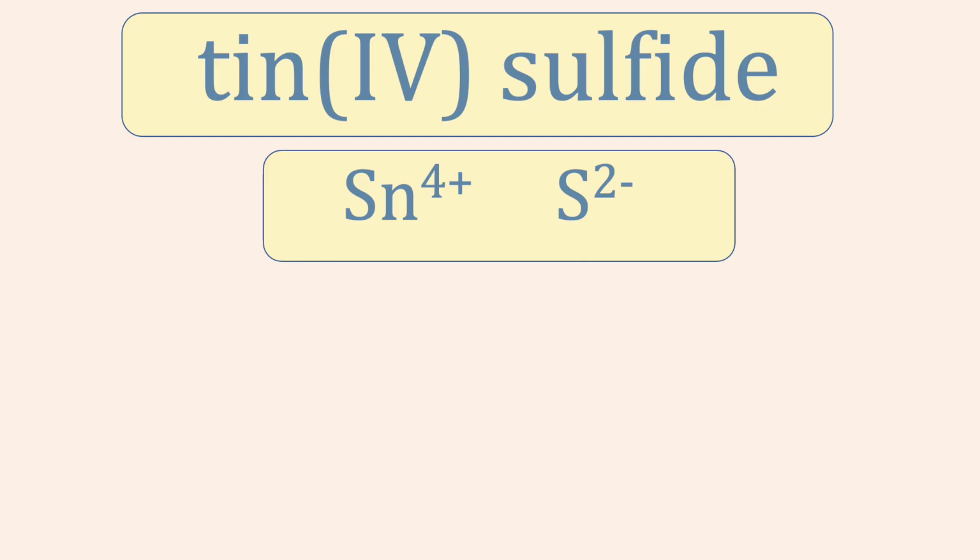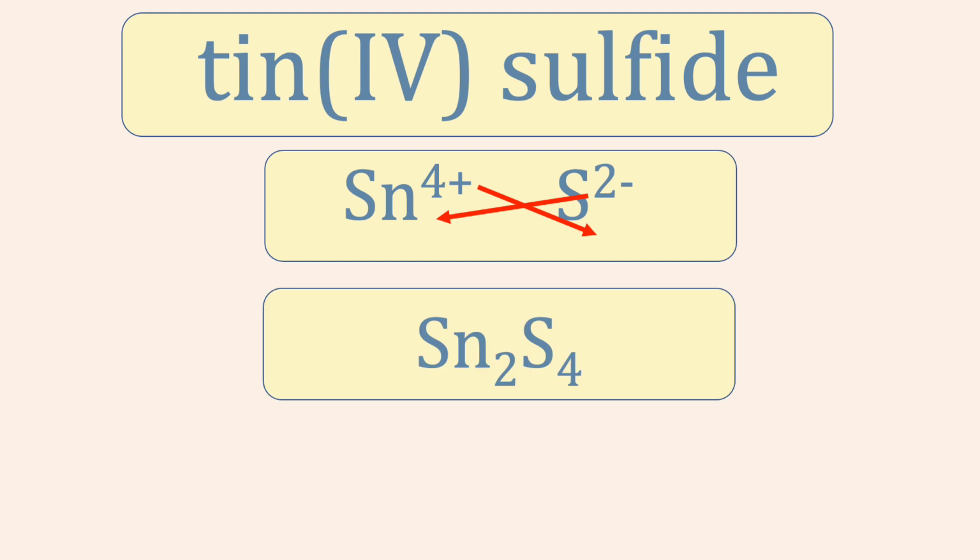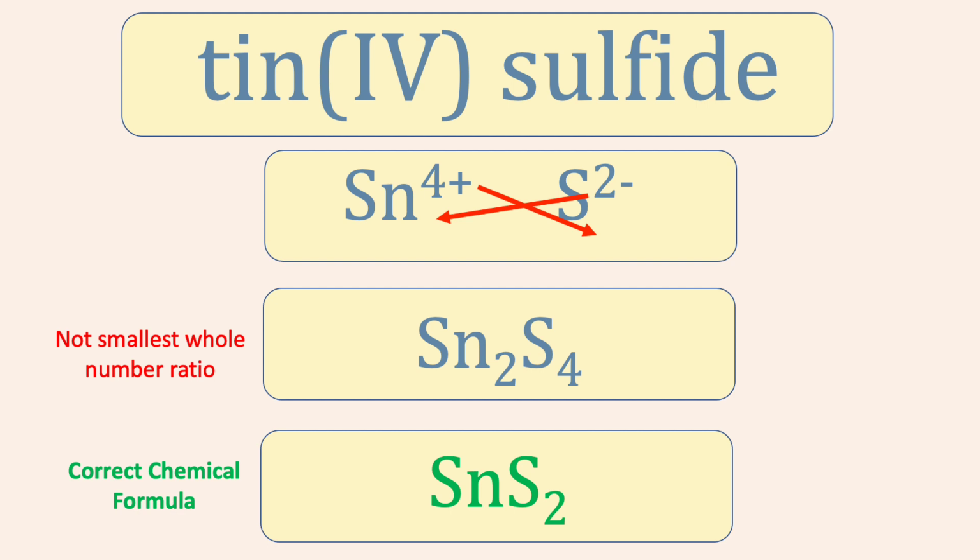Let's close with a final example of tin 4 sulfide. The Roman numeral on tin tells the charge of tin. The ions present are Sn4+ and S2-. I'll crisscross the charge coefficients. And you'll see this is not the simplest whole number ratio. The 2 to 4 ratio can be simplified to 1 to 2. The correct formula is SnS2.